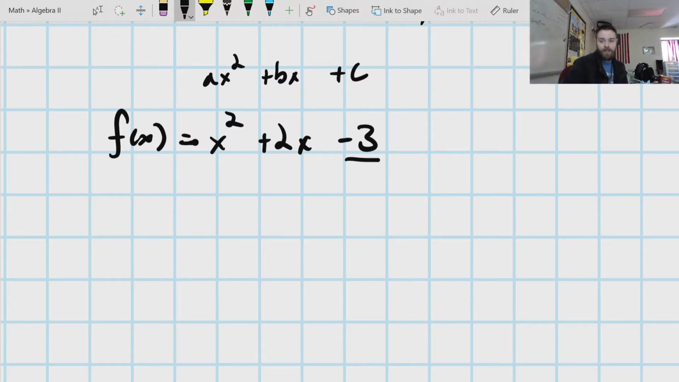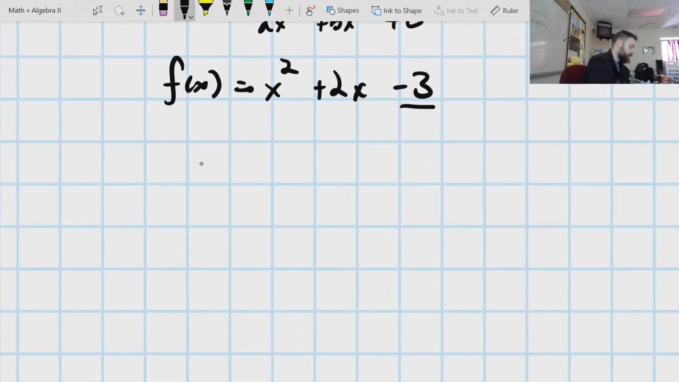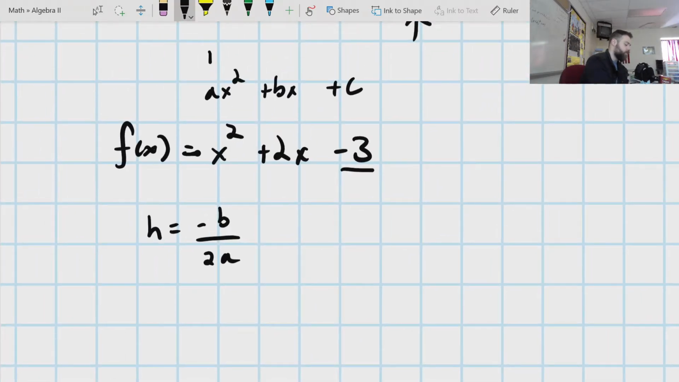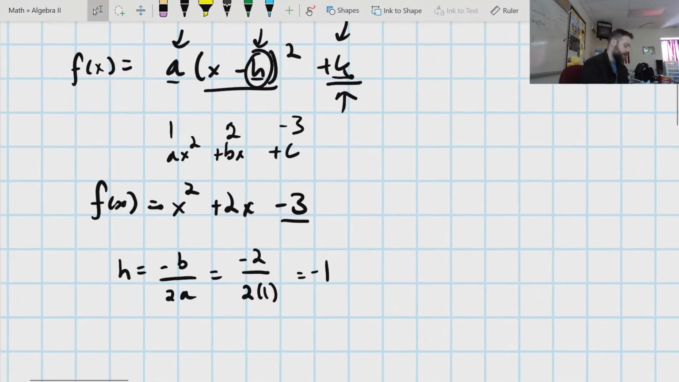Now, past that, we want to put this in vertex form. So the first thing we're going to calculate is h. And h is going to be this every time: h is negative b over 2a. So if I take a look at a, b, and c for my quadratic, my a is 1, my b is 2, and my c is negative 3. So the only ones I need to look at are b and a. So b is 2, so I've got negative 2 over 2 times a, which is 1 in this case. So negative 2 divided by 2 is negative 1. So I'm left with negative 1.